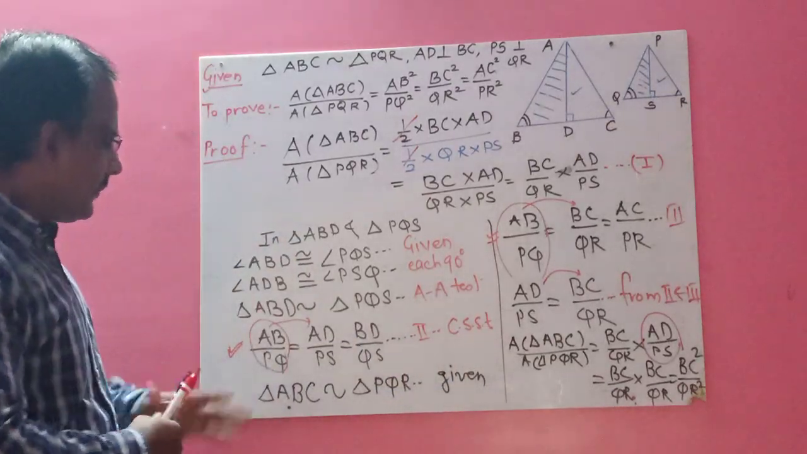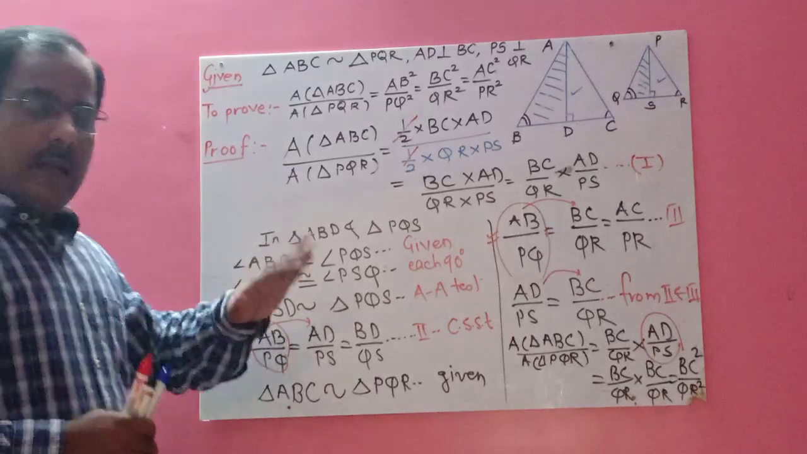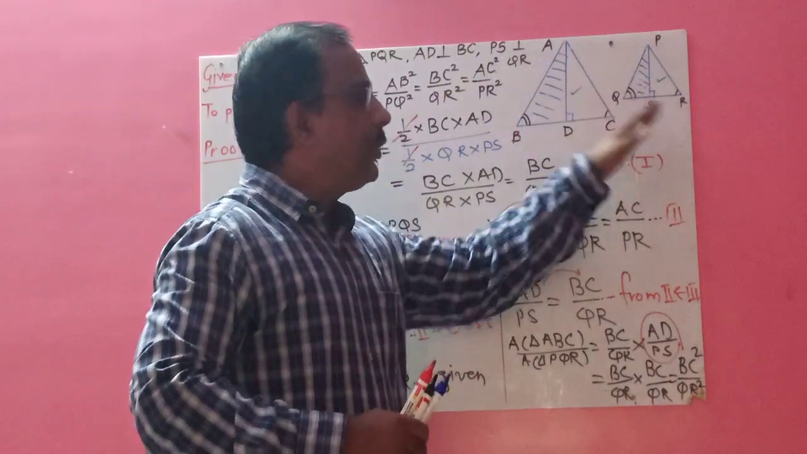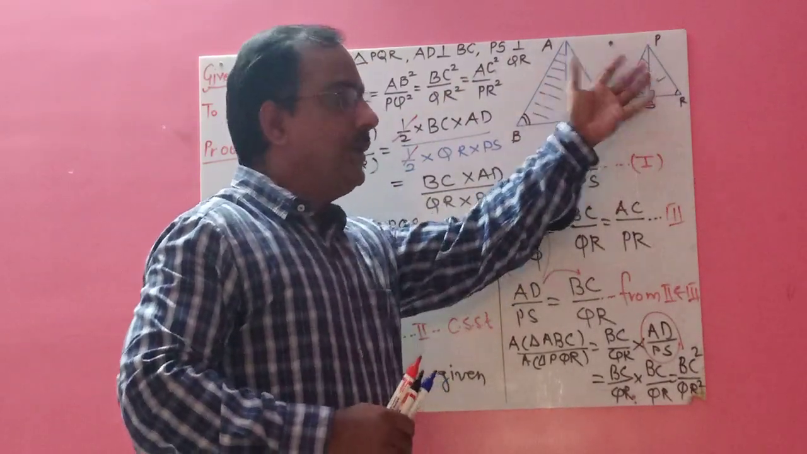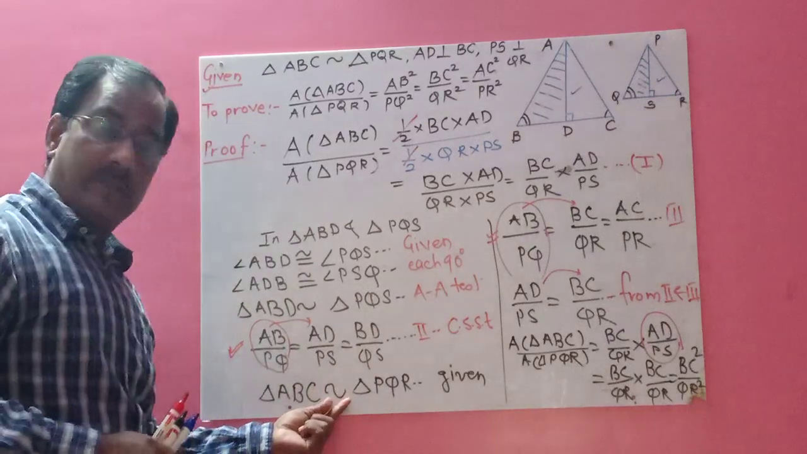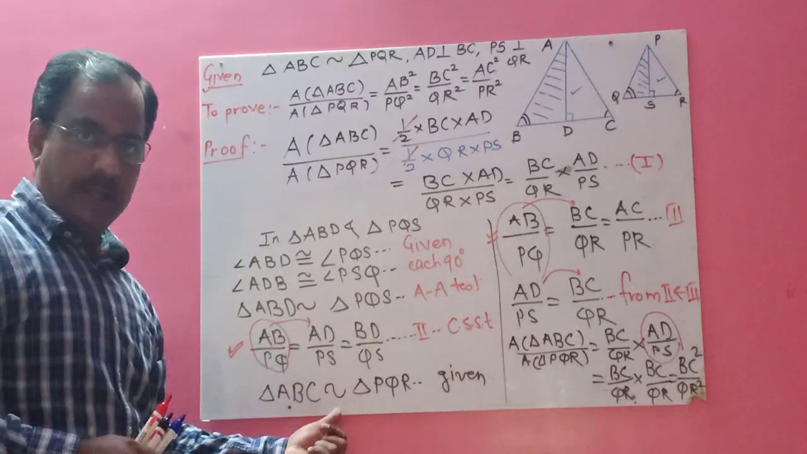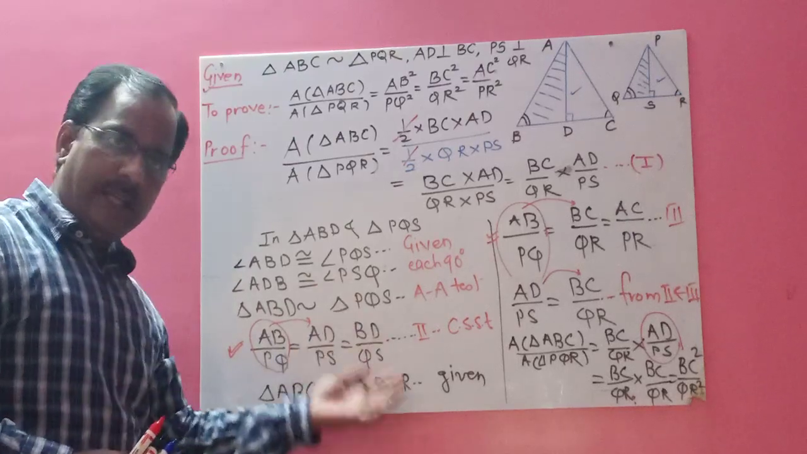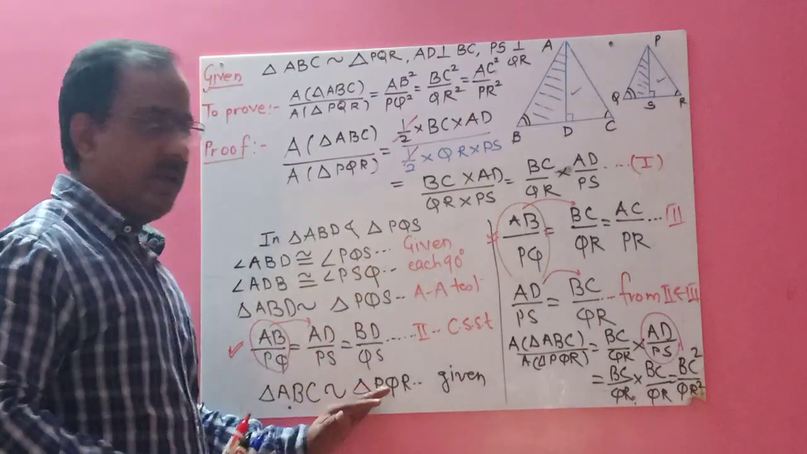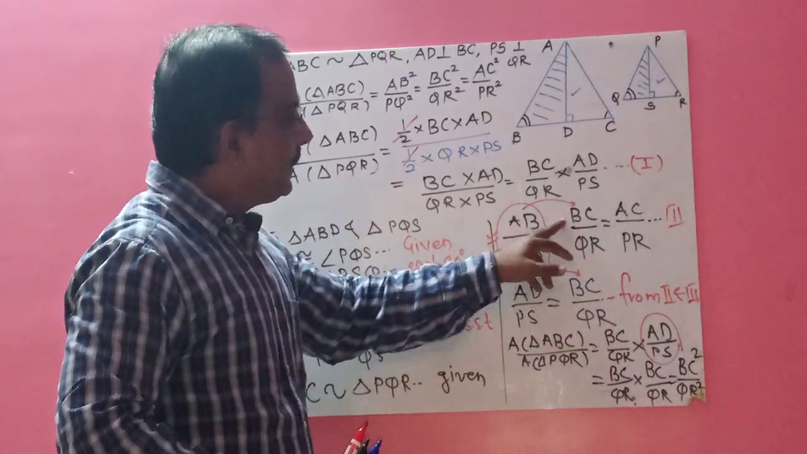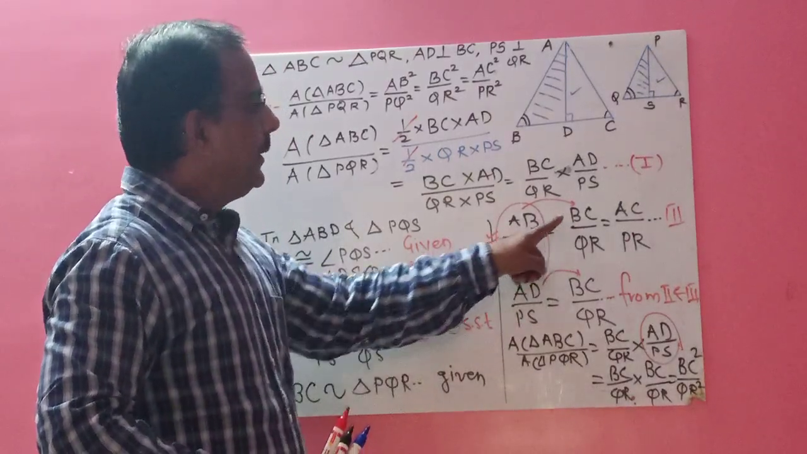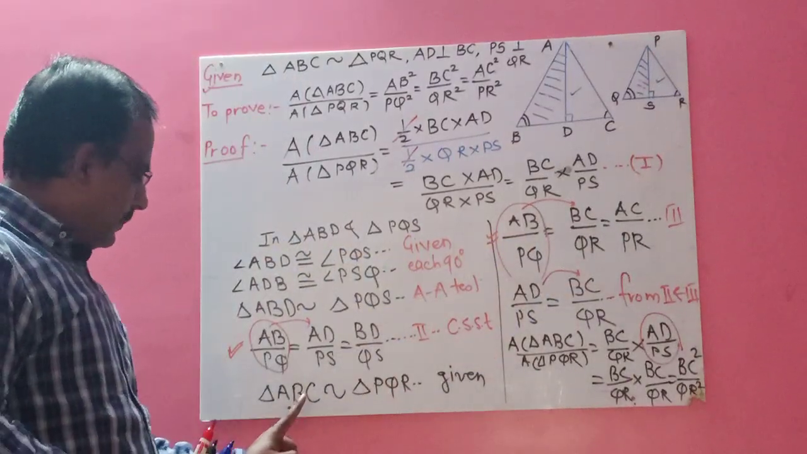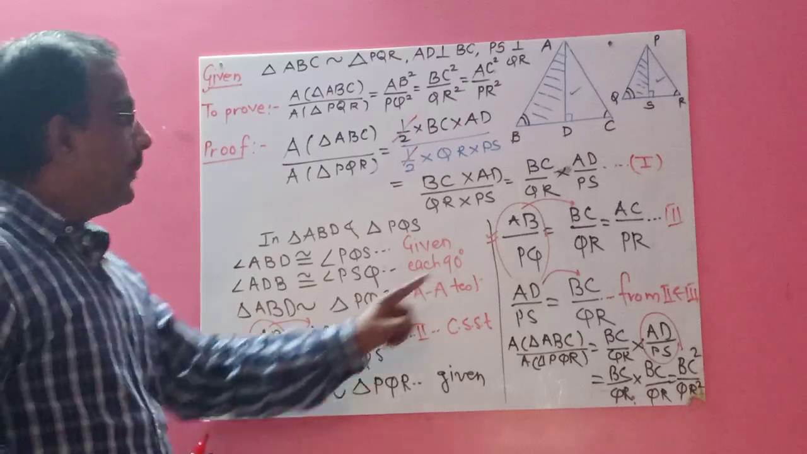CSST. Point number 2. Then you take again two big triangles ABC and PQR. What is the relation between these two? Both the triangles are similar. So triangle ABC is similar to triangle PQR, already it is given. Because it is given, their sides are in proportion: AB upon PQ, BC upon QR, and AC upon PR. Point number 3.